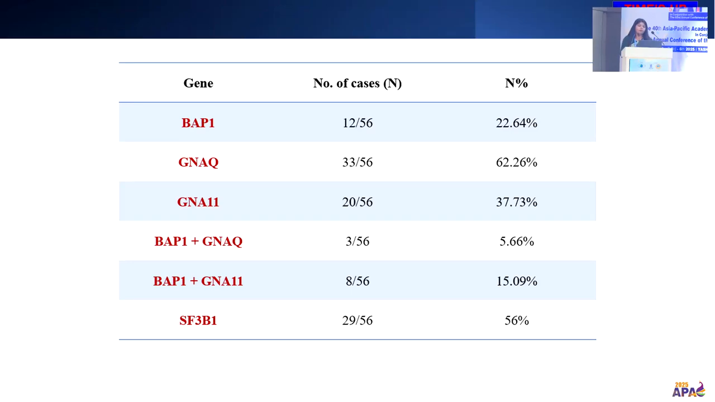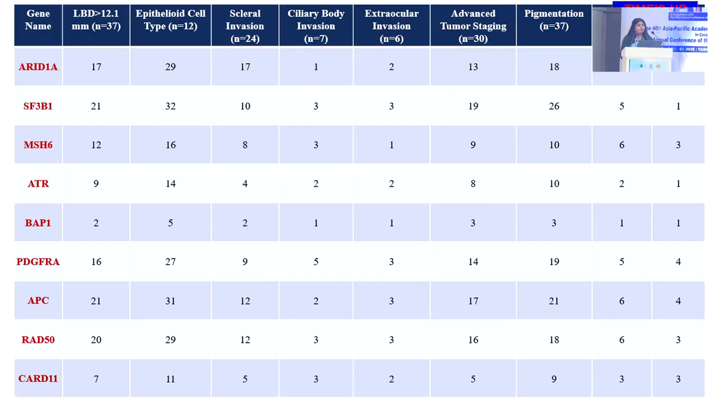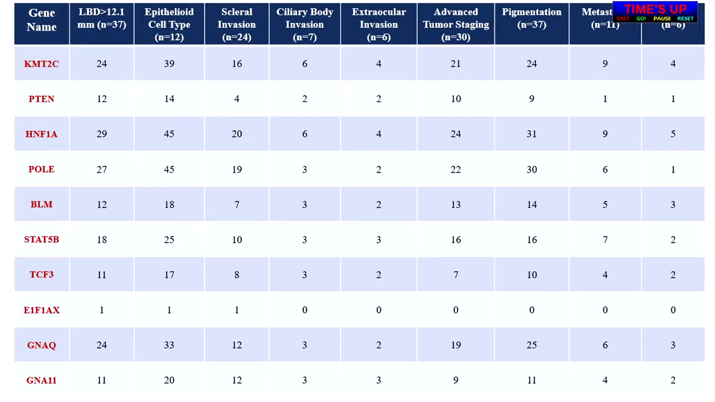And GNA11 with BAP1, we found in 15% of the cases. And in the literature, it is shown that GNA11 cases are more aggressive. So these cases were more important for the next, they are having high metastatic potential. So these are the numbers of the cases in which we found our gene mutations.